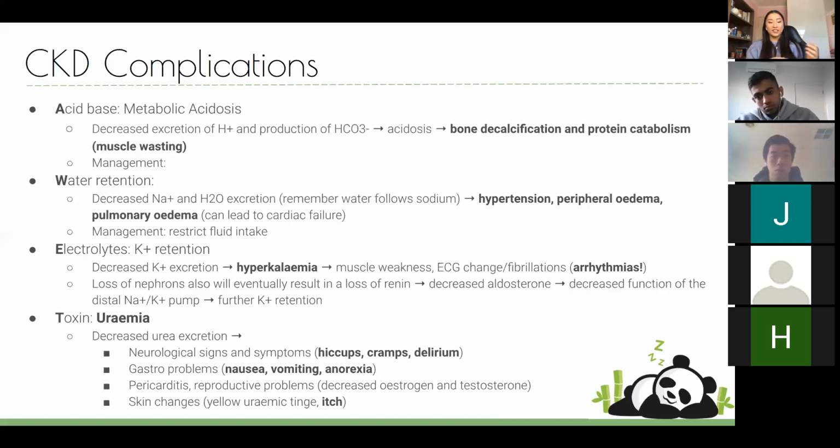So pericarditis, reproductive problems, so females might get amenorrhea, and then skin changes. So they turn a bit yellow because of the uremia, and that can actually resemble jaundice. A fun fact is that the way you differentiate uremic tinge from jaundice is to look at the eyes, because jaundice affects the eyes, and that's why you look for it in the eyeballs, but uremia won't. The other one that they get is itch. So that's, again, buildup of product in the skin.